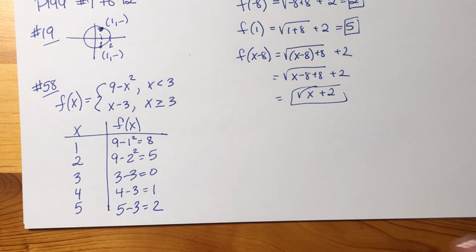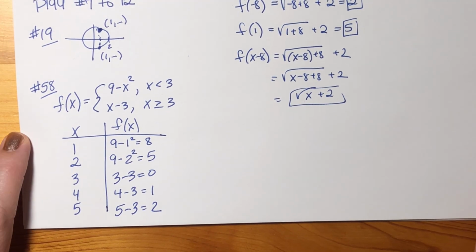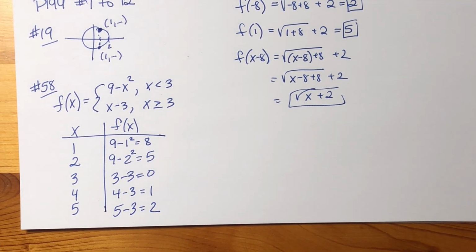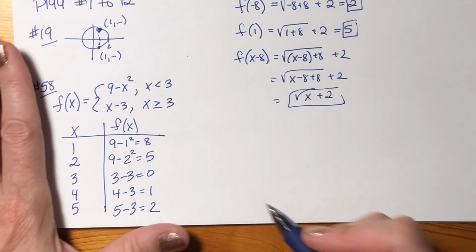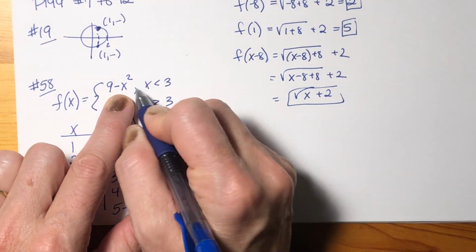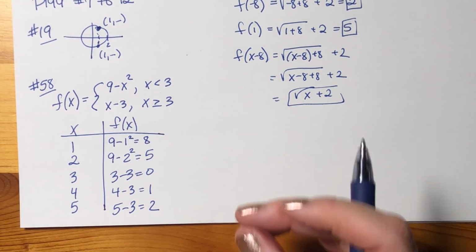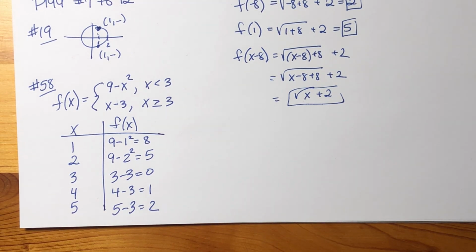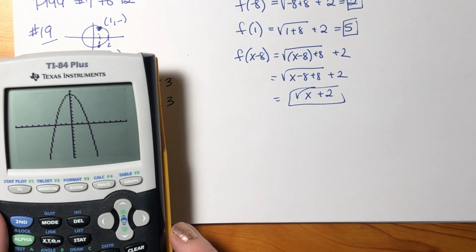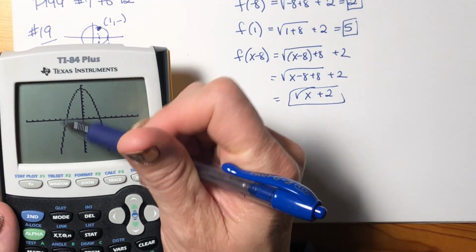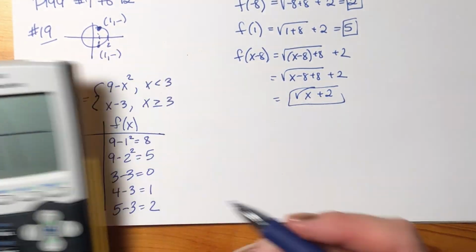Now you're probably wondering, because I know what you guys are thinking, what in the world does this graph look like? What does this piecewise function look like? How does that work? If you're thinking about the graphs, you're going to take two parts of the graphs and put them together. So if you're thinking about the graph of 9 minus x squared, it's a parabola that's going to go upside down, and our intercept is going to be up here at 9.